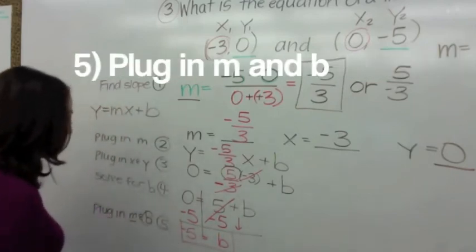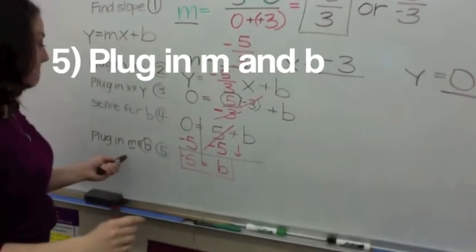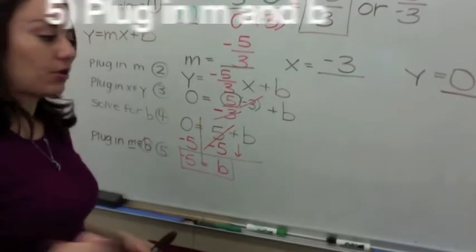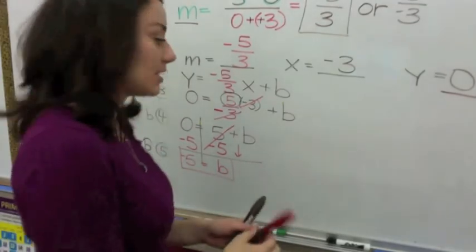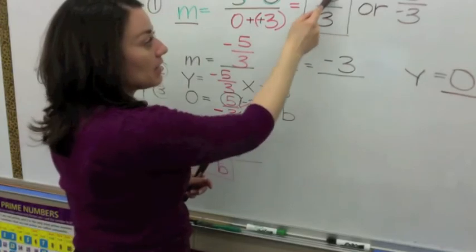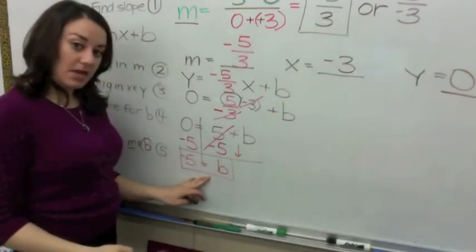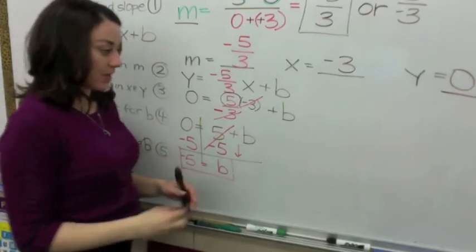And now we can do the last step, which is plug in m and b. We can go ahead and do that over here. Let's do it over here so you can see. So if I plug in m and b, I know that m is negative 5 over 3, right? That's what m is. And we just found b. What's b again? b is negative 5.